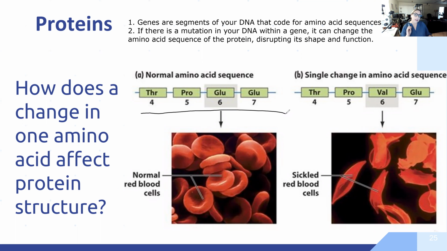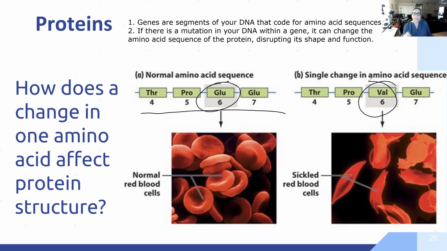So let's say there is a mutation in your DNA within a gene that codes for hemoglobin. And so number 6, you have the amino acid glutamate or glutamic acid, GLU. And you do not have to know the names of any of these amino acids. But let's say we have GLU for position 6. We get a mutation in our DNA, and now all of a sudden, that number 6 amino acid is changed. Now it's valine or VAL.